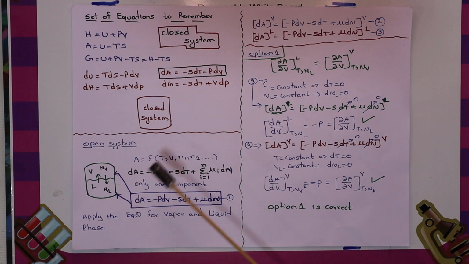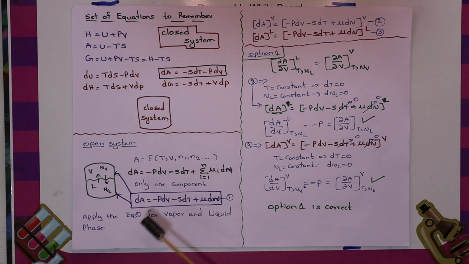In this question it is given that only one component is present, which is exchanging between these two phases, so i equals 1. The expression for dA converts to dA equals minus PdV minus SdT plus mu dN. N represents the number of moles of the component in a particular phase. This equation applies to both phases, because vapor and liquid are both at equilibrium.